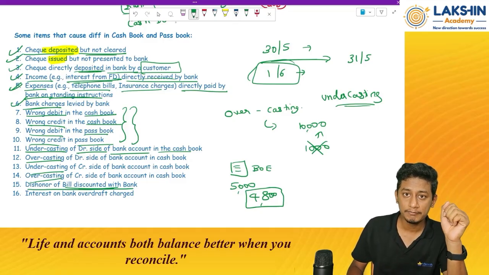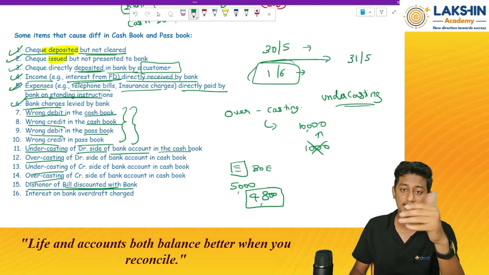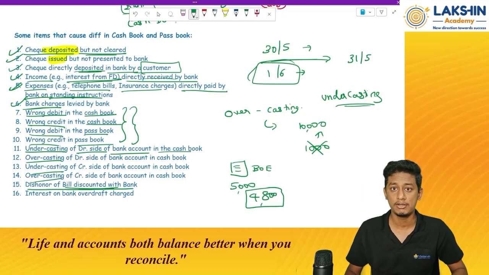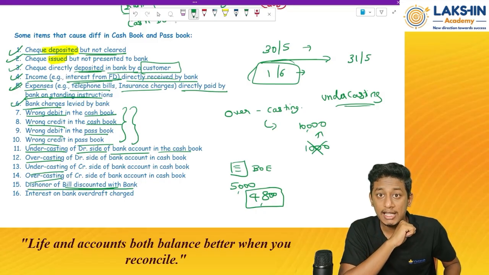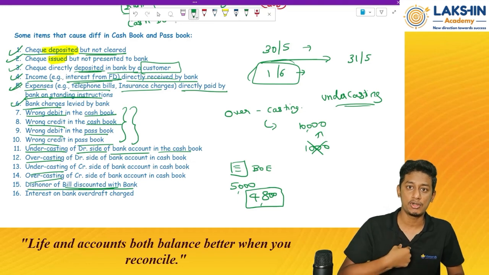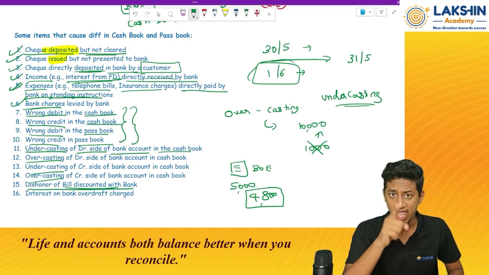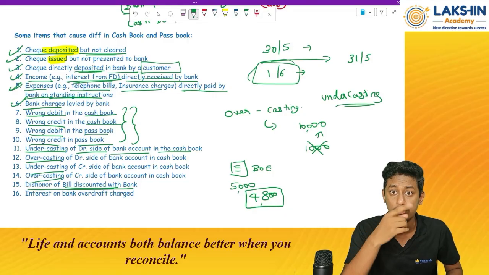Now, who has the bill? The bank has the bill. The bank goes to the customer. The customer dishonors and says, I won't pay you, get lost. Now, will the bank get the money? The bank will not get the money. So what will the bank do? The bank will catch hold of me. Bank will say, see, I have given you 4,800 rupees, but that guy has not paid me 5,000 rupees. So you pay me 5,000 rupees now.